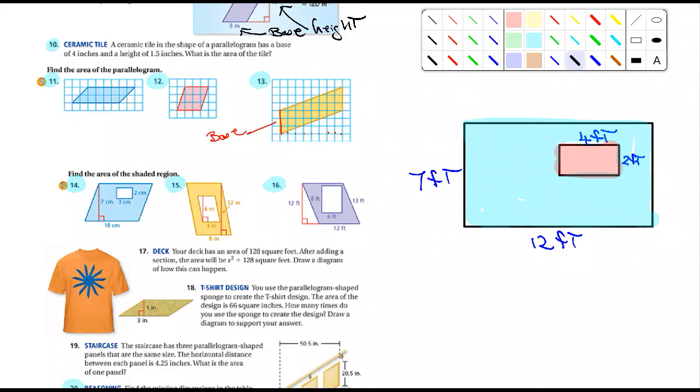And you're doing the same thing with 14, 15, and 16. You're figuring out the area of the parallelogram, and then you're subtracting the difference of the smaller one, and they give you the area of the smaller one in each one. Questions on that?